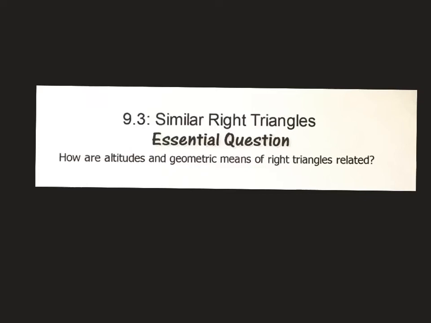Okay, so far we have talked about special right triangles in section 2 and Pythagorean theorem in section 1. In section 3, we are talking about similar right triangles. So we're going to use some of the same types of things that we talked about in chapter 8 with similar triangles. The difference is that all of these are going to be right triangles now.